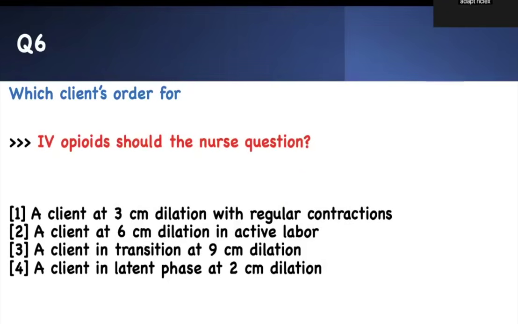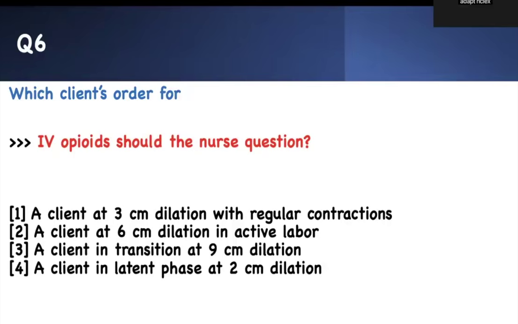Which client order for IV opioid should the nurse question? Like I said, this is our concept. For patients who've been prescribed opioid and are in labor, which one should you question? The client is 3 centimeters dilated with regular contraction. 6 centimeters dilated, in active phase. In transition phase at 9 centimeters dilated. In the latent phase at 2 centimeters dilated.